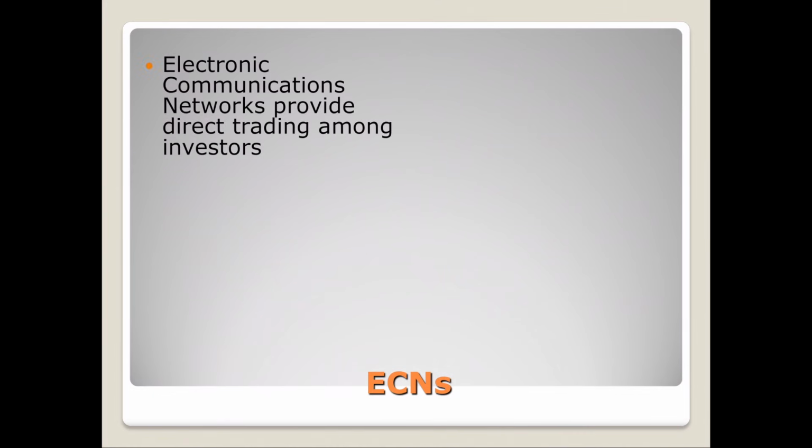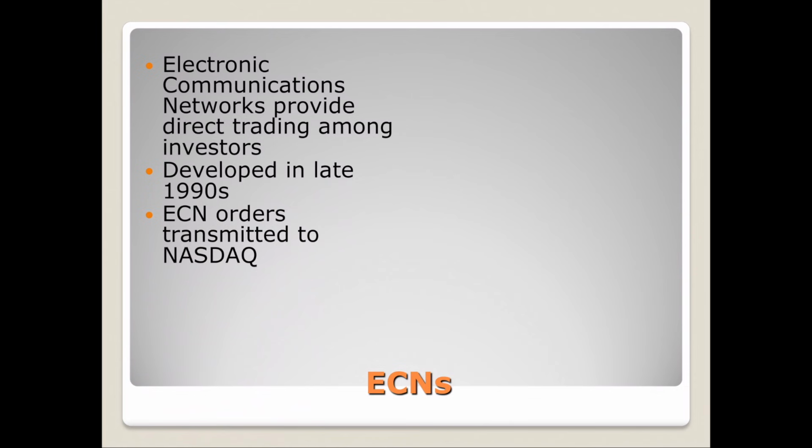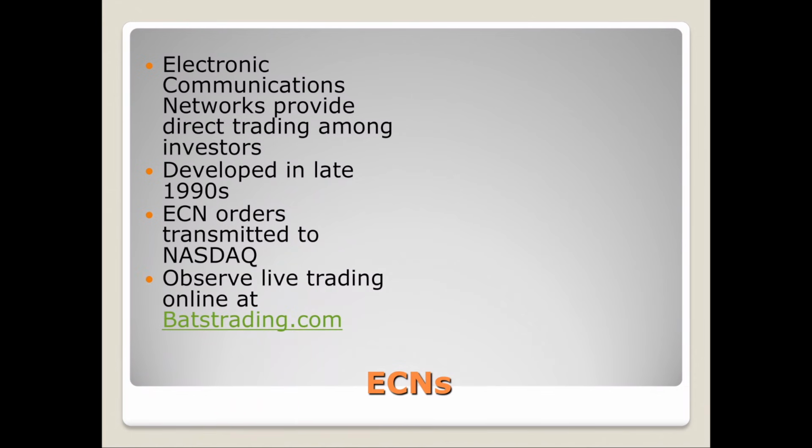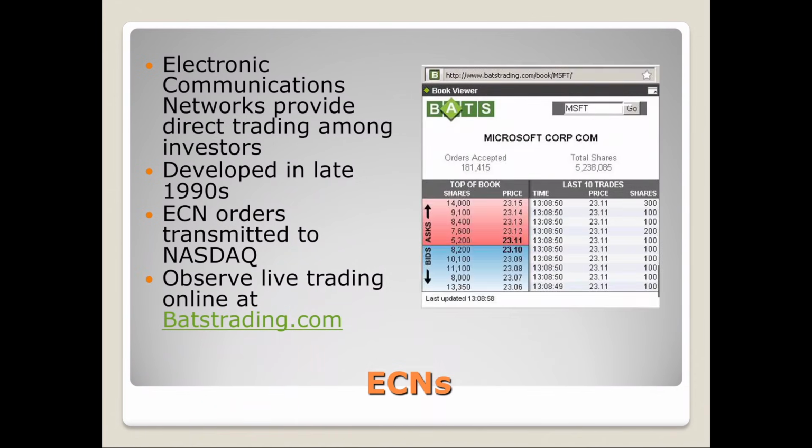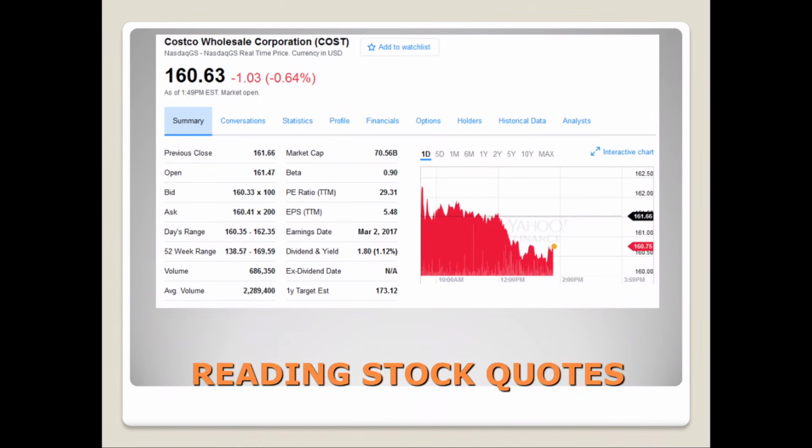A more recent development are electronic communications networks. So these provide direct trading among investors. They were developed in the late 1990s, and these orders are transmitted to the NASDAQ, and you can actually observe live trading at batstrading.com. But really what it does is it just allows you to trade directly with other investors. And so it allows traders to be better linked through these electronic communication networks.